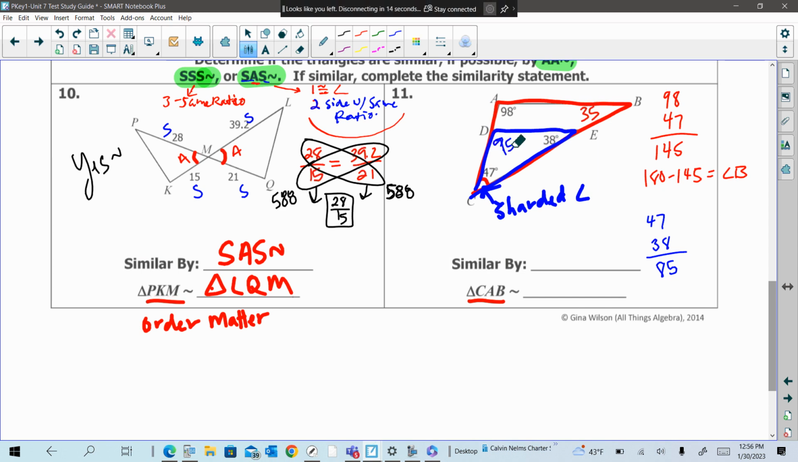And right there, I only have one angle congruent. The 95 and the 98 are not congruent. The 38 and 35. So if there's only one angle, then you're going to write not similar. And then you do not fill out that part. Sorry, guys.